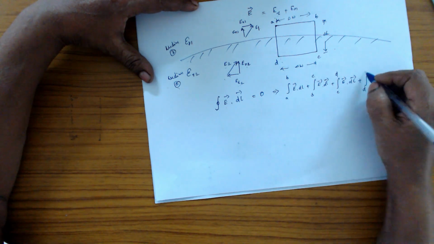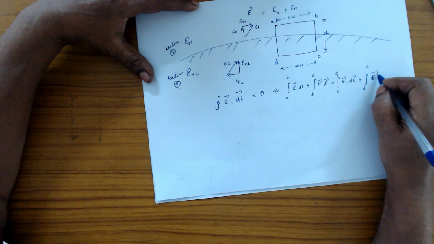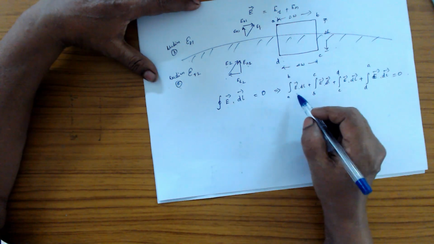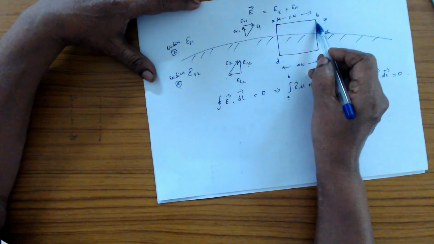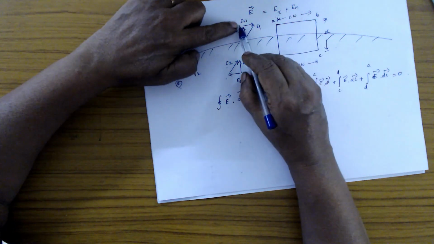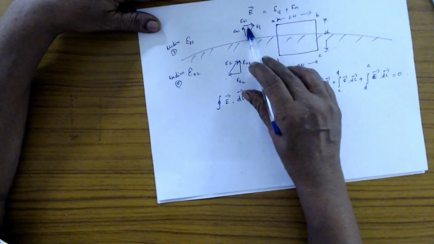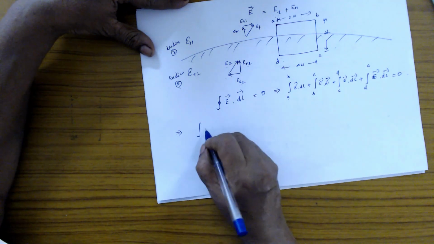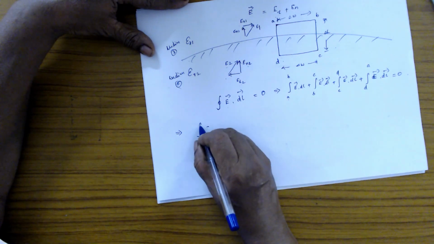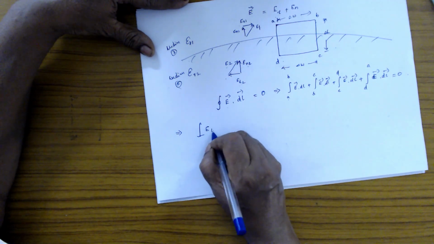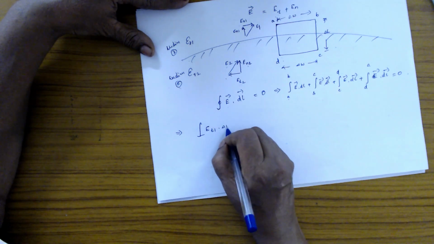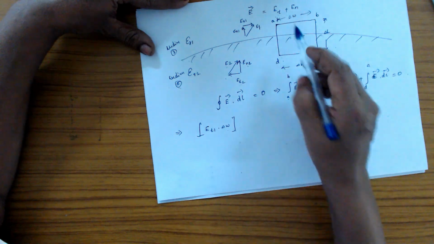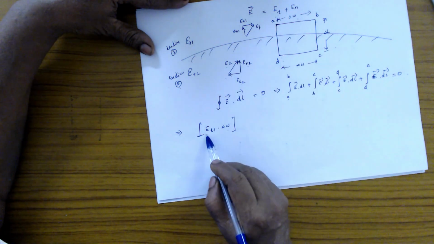This is ∮E·dl, the overall thing is equal to 0. Now what I need to find out from A to B is nothing but ET1. ET1 is here. So this is ET1 into delta W. This direction is also the same, therefore I put it as positive.